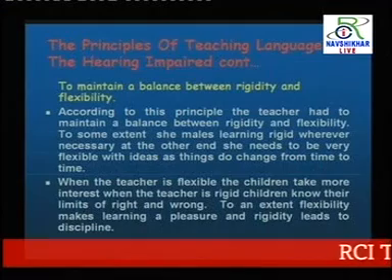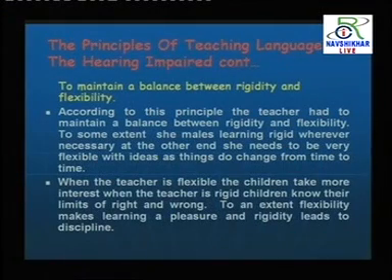To maintain a balance between rigidity and flexibility, according to this principle, the teacher has to maintain a balance between rigidity and flexibility. To some extent, she makes learning rigid, whatever is necessary. On the other hand, she needs to be very flexible with ideas, as things change from time to time. When the teacher is flexible, the children take more interest. When the teacher is rigid, children know that there are limits of right and wrong. To an extent, flexibility makes learning pleasurable and rigidity leads to discipline.